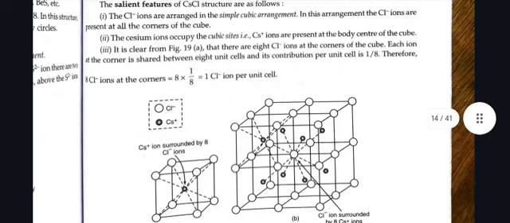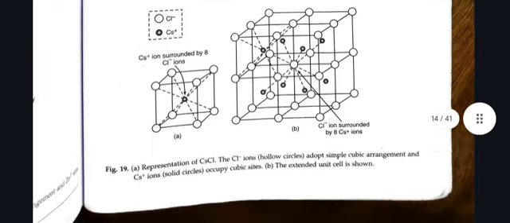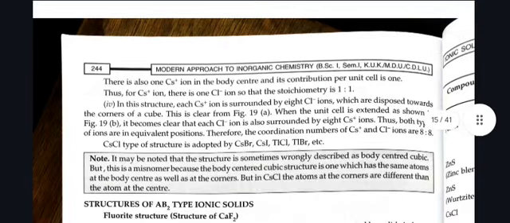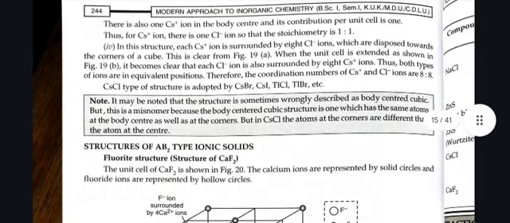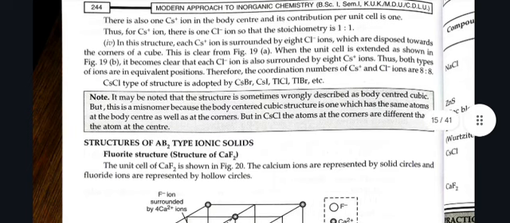There is also one Cs+ ion in the body center and its contribution per unit cell is 1. Thus for the Cs+ ion there is one Cl- ion, so that its stoichiometry is 1:1. In this structure, each Cs+ ion is surrounded by 8 Cl- ions, which are disposed towards the corners of a cube. This is clear from figure 19a.